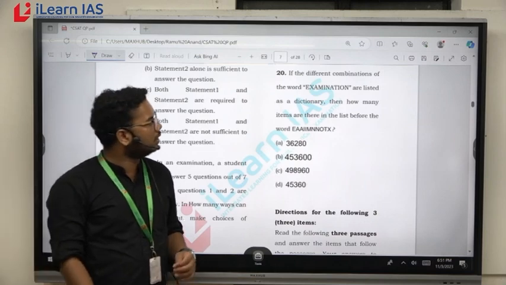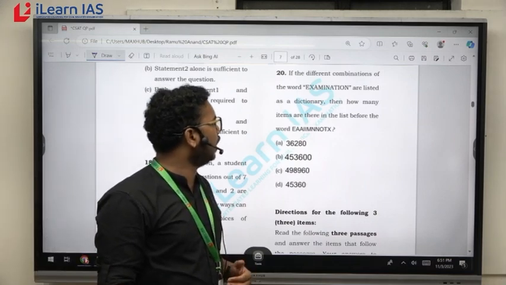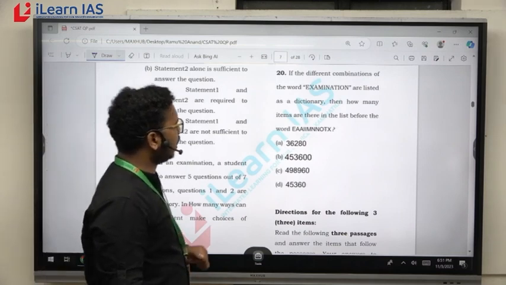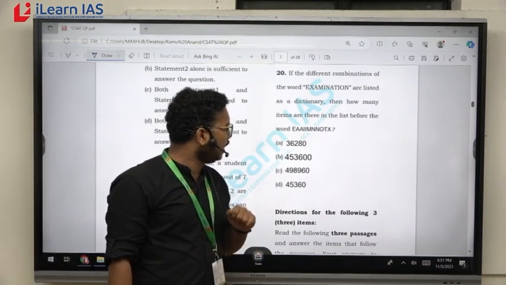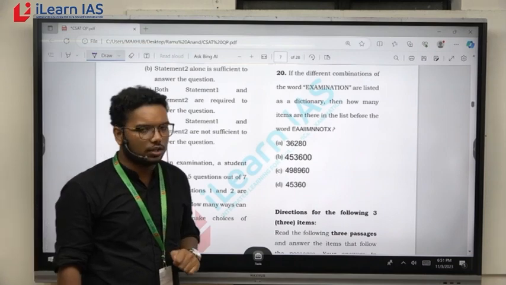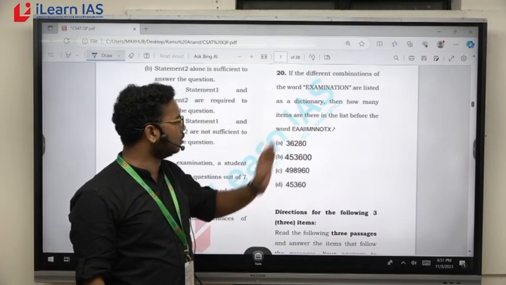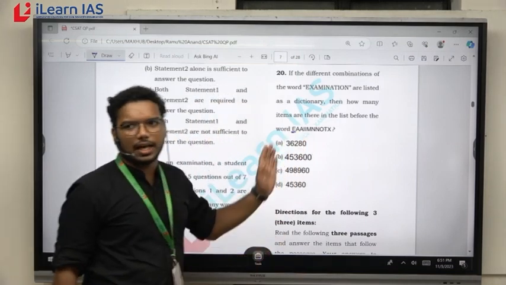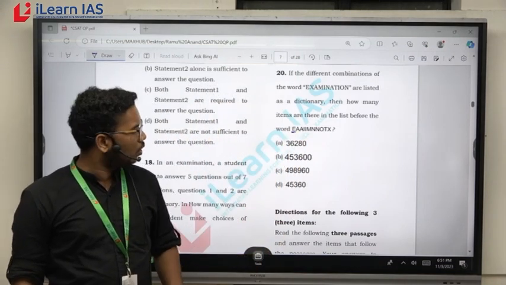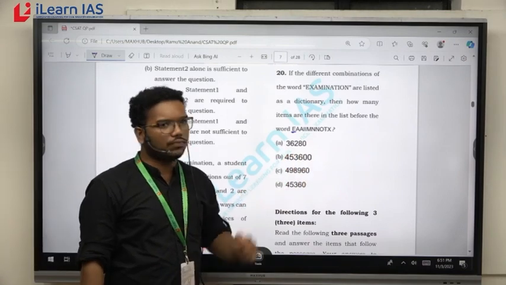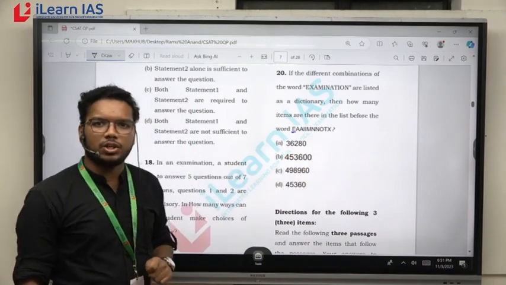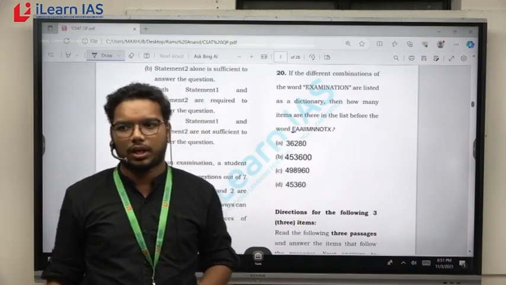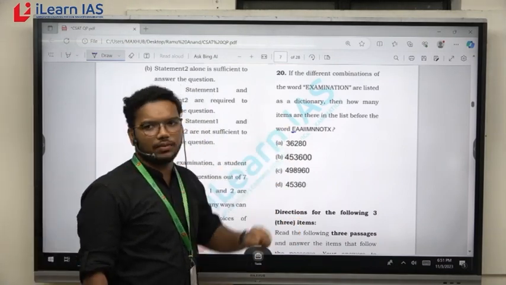Let's look at this question. If the different combinations of the word examination are listed as in a dictionary, then how many items are there in the list before the word EAA, II, MNN, OTX? So if we look at this word, after E, every letter is in alphabetical order. So, what do we need to find? We need to find the number of words which start with the letter A. Okay? Because this is the first letter which starts with E.